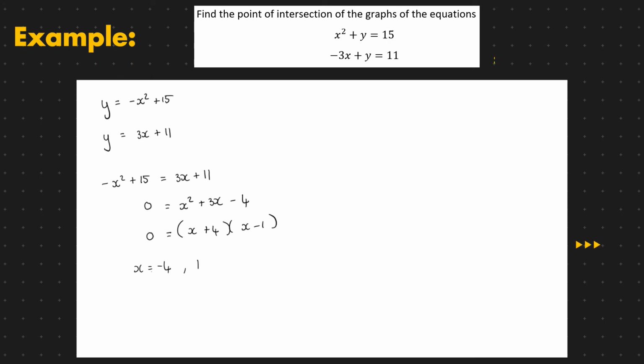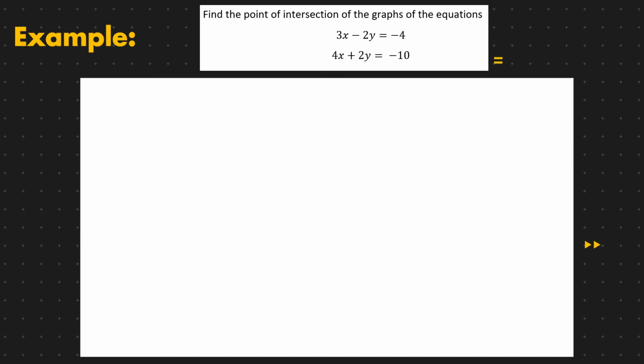So to find the point of intersection, let's substitute negative 4 in y is equal to 3 times x plus 11. So we're going to substitute negative 4 inside here, plus 11. So we're going to get y is equal to negative 1 for x is equal to negative 4. And for x is equal to 1, we're going to have y is equal to 3 times 1 plus 11. So that will give us y is equal to 14. So the points of intersection will then be negative 4 and negative 1, and 1 and 14.